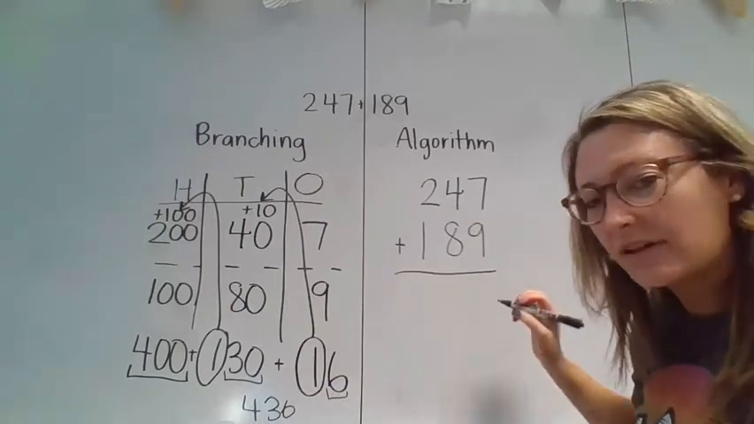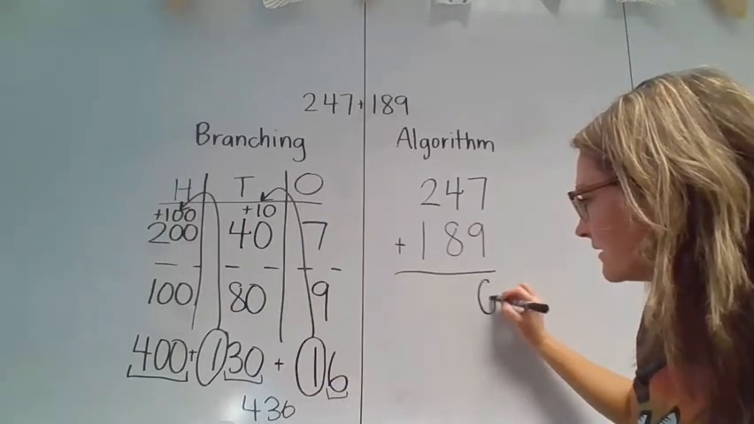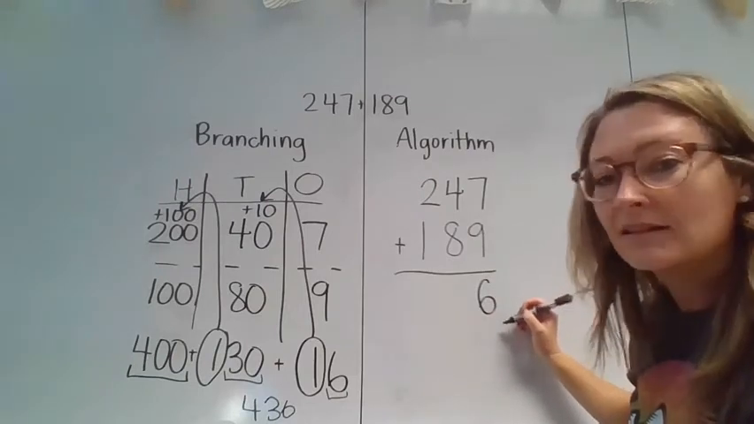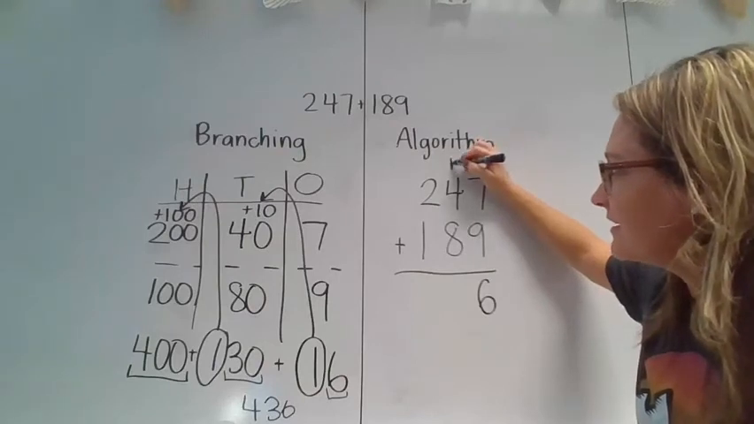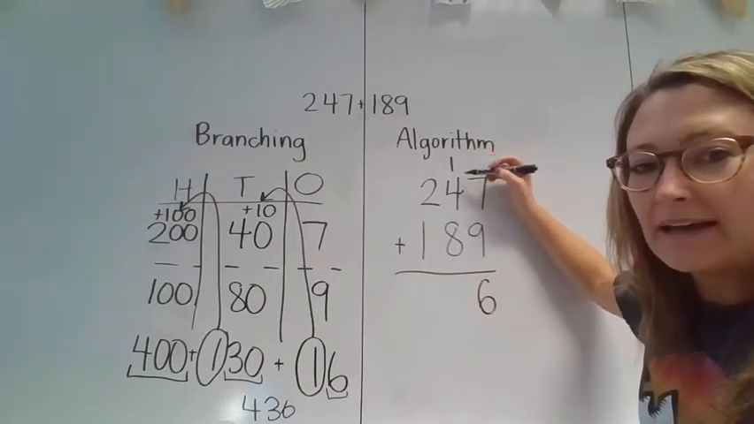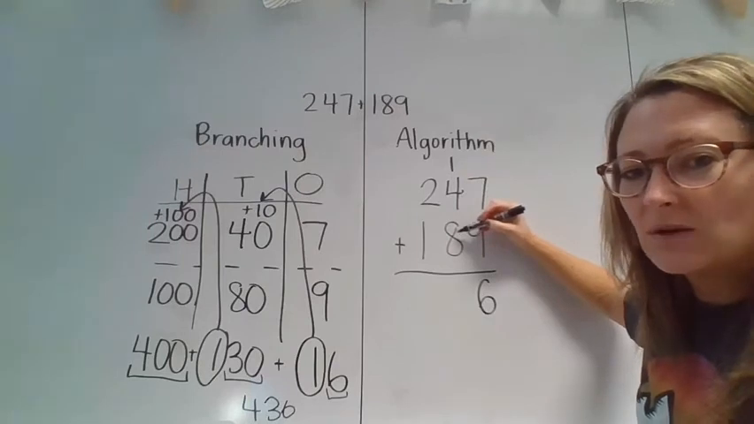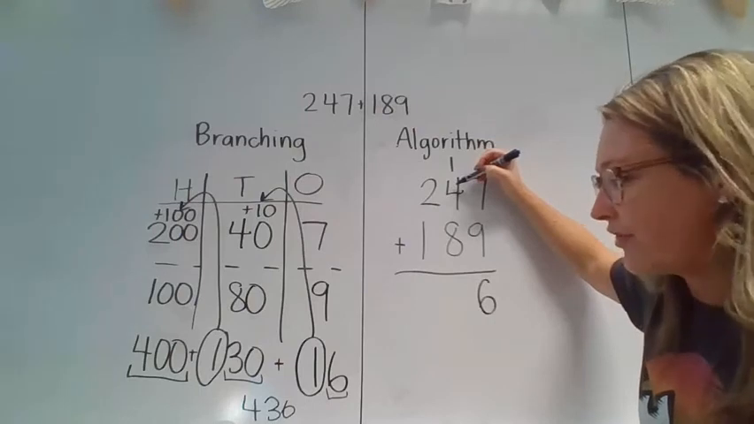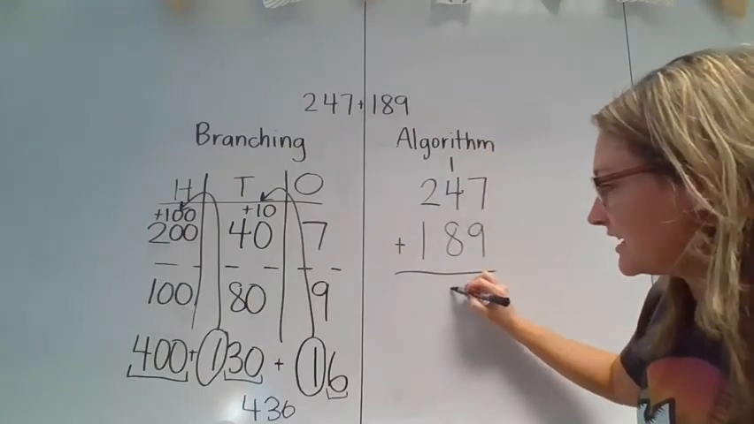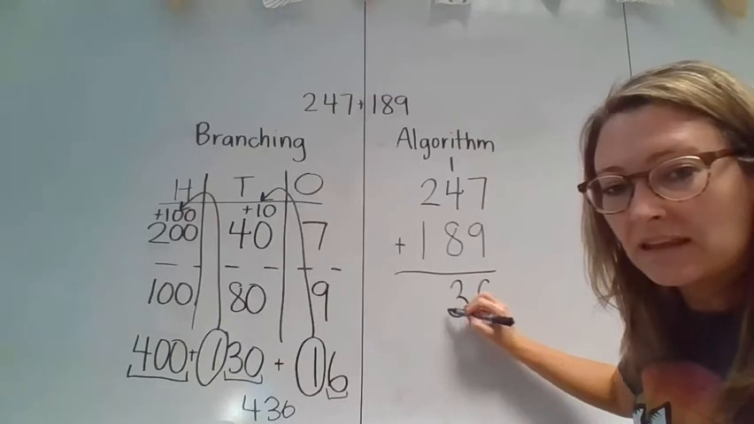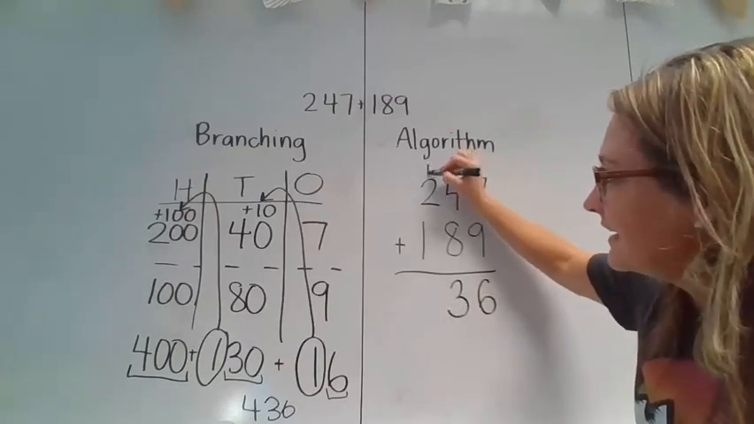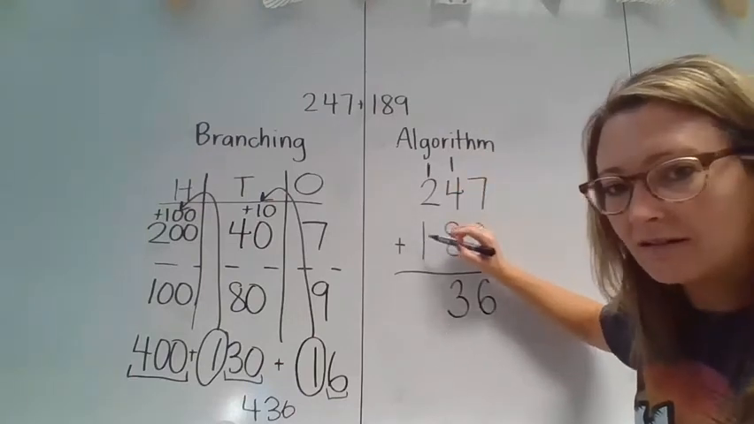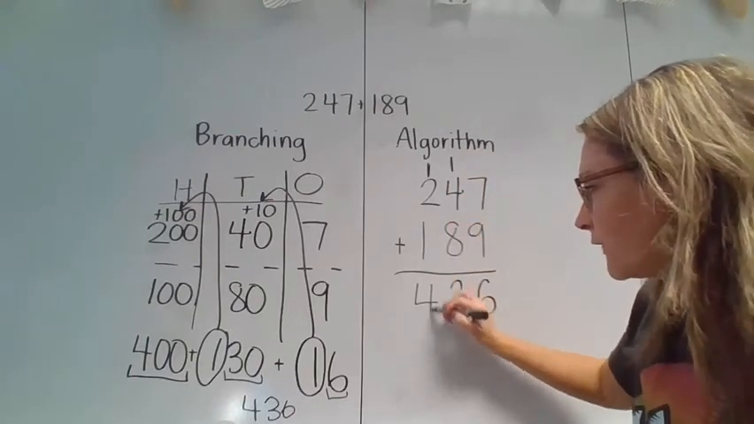But when I'm doing the algorithm, I put my ones down here, and then where do I regroup my tens? That's right, I have to put it right on top of my tens. So now I have 1 plus 4 plus 8. So I say 8, 9, 10, 11, 12, 13. So again, I'm going to keep my 3 in my tens, but I'm going to regroup my 100 into the hundreds. So now I have 1 plus 2 plus 1, which equals 4.